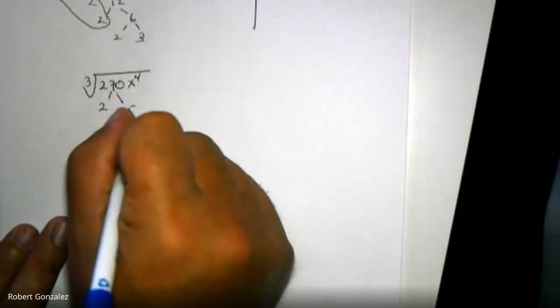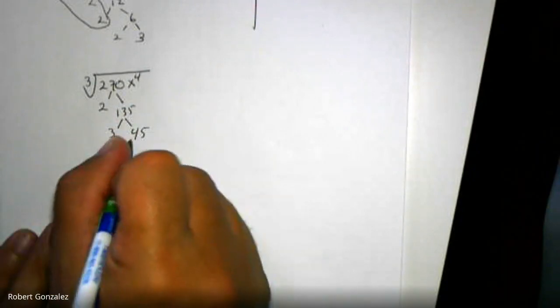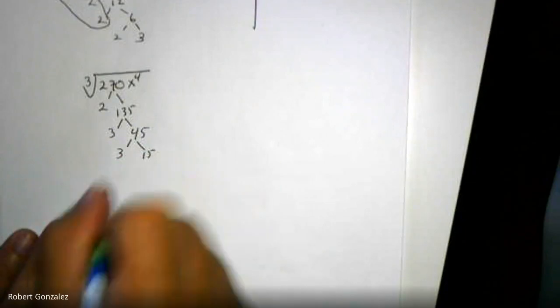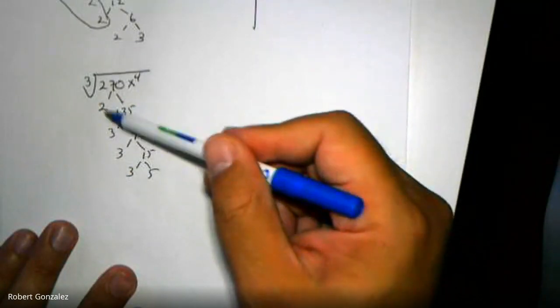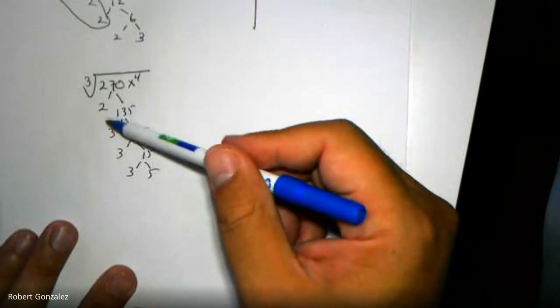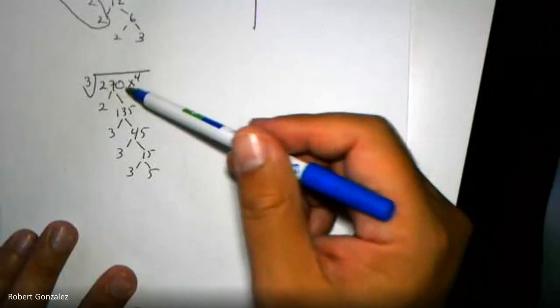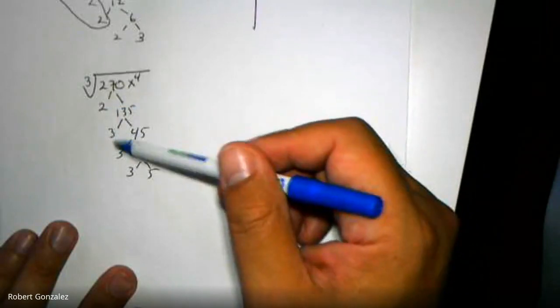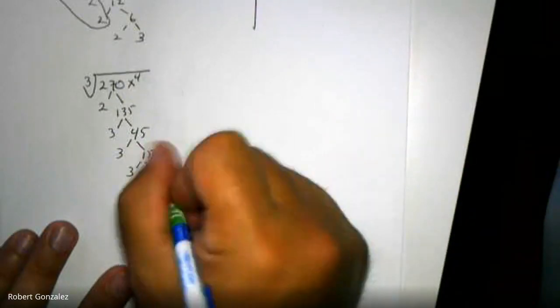3 goes into it 45 times. Does 3 go into it again? Yes, 15 times. Does 3 go into it again? Yes, 5 times. Look at how we have our prime factorization. These are all prime numbers, and this is like the DNA code for 270. There is no other number that has 1 2, 3 3's, and 1 5 and nothing else. Now you see the x to the 4th? I'm just going to write out 4 x's here, because that's kind of like the rest of the factorization.